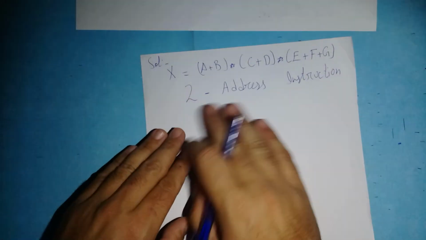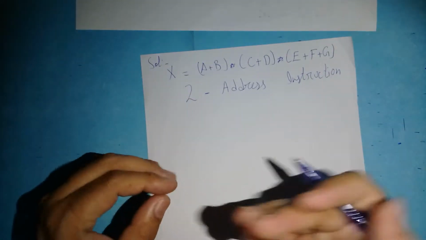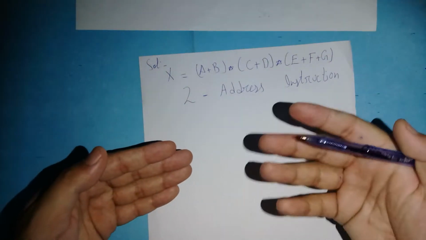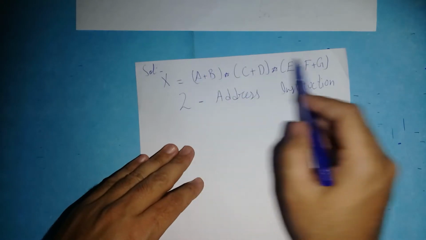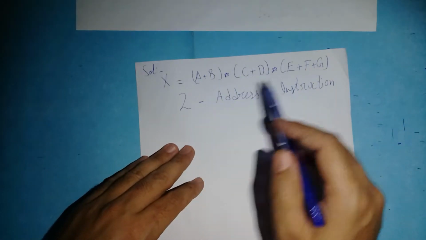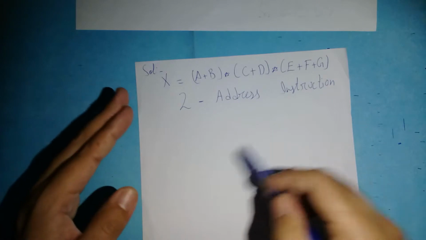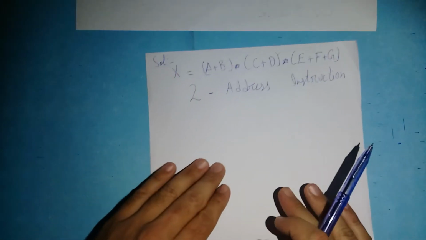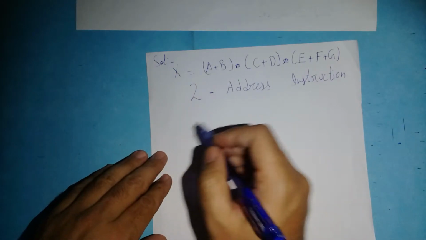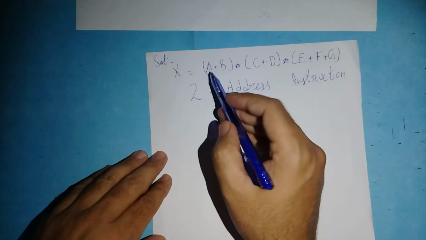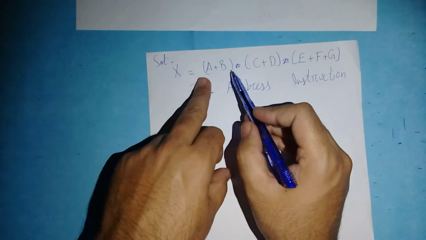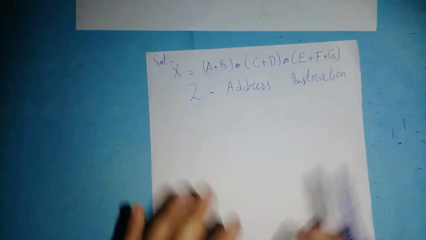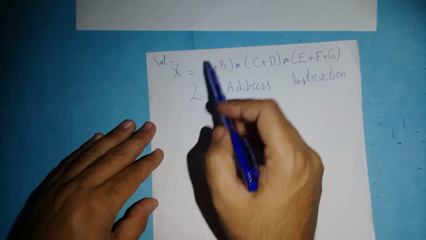In two address instruction, I can use more than one register. If you see, I've got 3 brackets in the given expression, so I'm going to use 3 registers for evaluating this expression. So I'm going to solve the first bracket firstly, then the second one, and in the last I'm going to solve the third bracket. So first of all, I'm going to solve the first bracket.